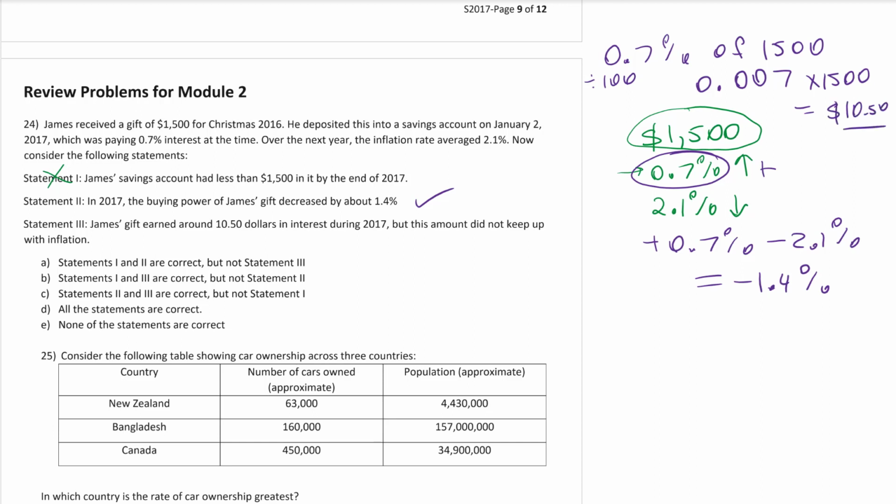So that's true, but that $10 is not enough to cover the decline in the money because of the inflation. So that's why that statement is also true. So both statements 2 and 3 are correct. So that would be the answer for 24. All right.